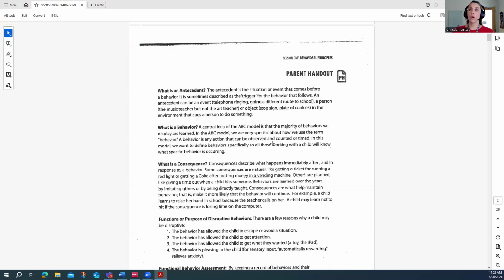Feelings, like they're sad or they're angry, do not describe behaviors. A behavior is something that can be seen and observed, and it's something that you can count, right? How many times they do it.